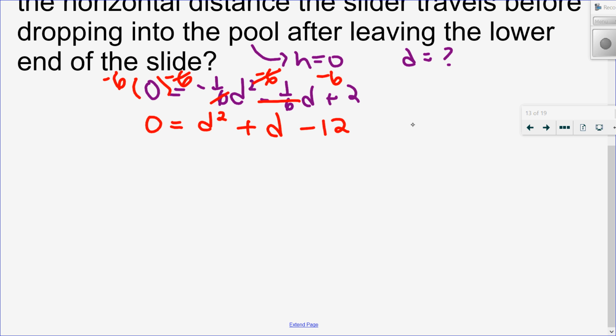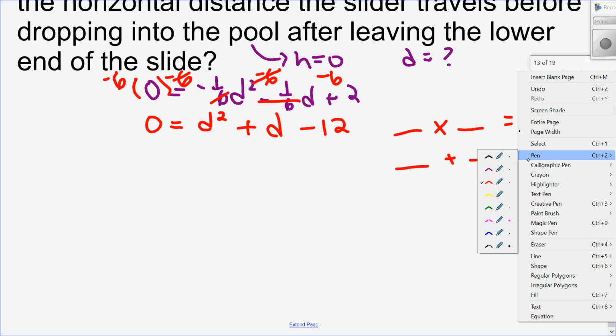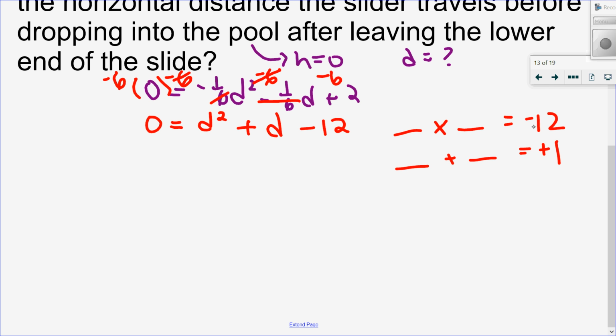So I am looking for 2 numbers that multiply to my last number of negative 12 and add to my middle number of positive 1. So remember, if I multiply to a negative number, I have to have 1 positive and 1 negative. And if I add to the positive, I know that the bigger factor is positive. So the 2 factors of 12 that are 1 apart are 4 and 3.